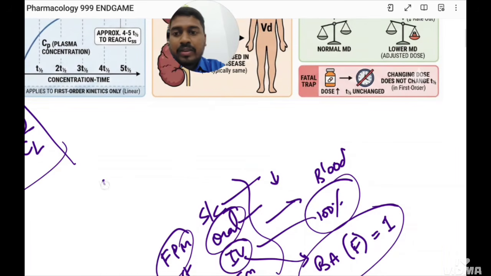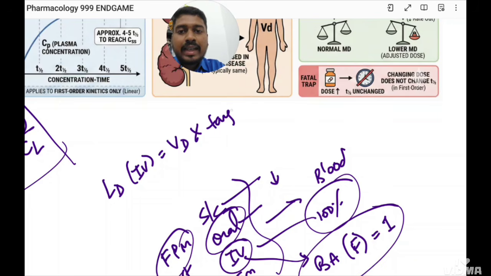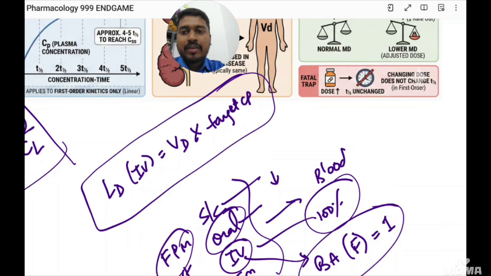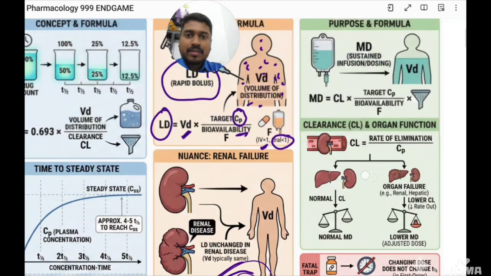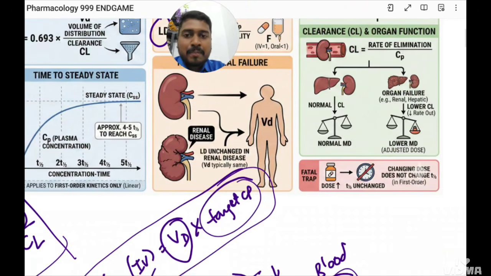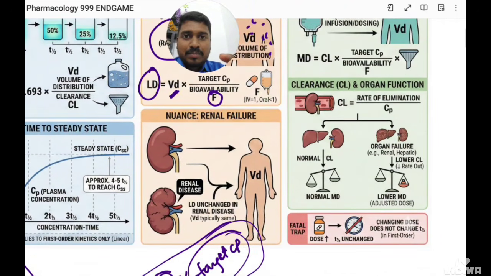So loading dose for an IV formulation becomes what? It is equal to volume of distribution times target CP divided by F, but we know that bioavailability, that is F, is equal to 1. So the formula for loading dose for an IV formulation is volume of distribution times target plasma concentration. Okay, if it is oral, then it will change because the F value doesn't become 1, it becomes less than 1.